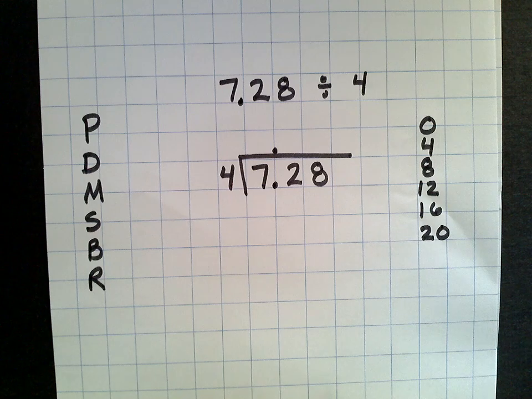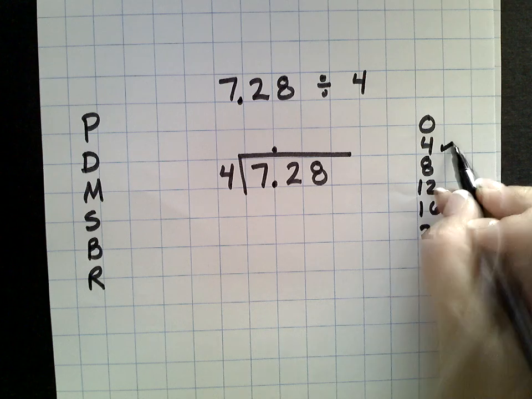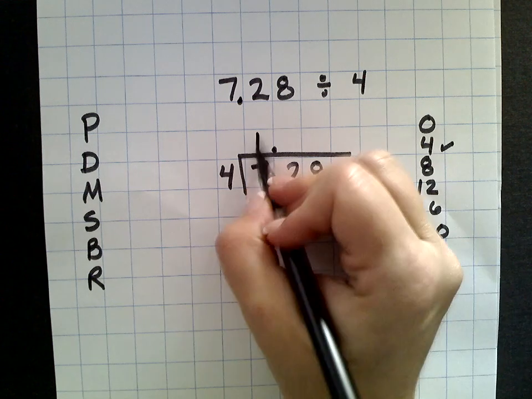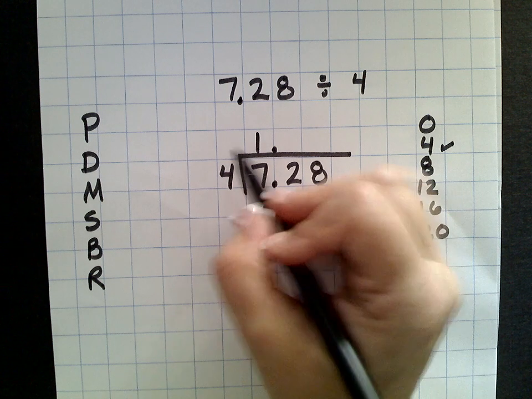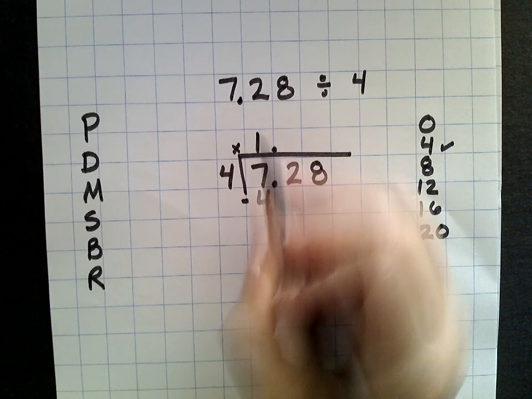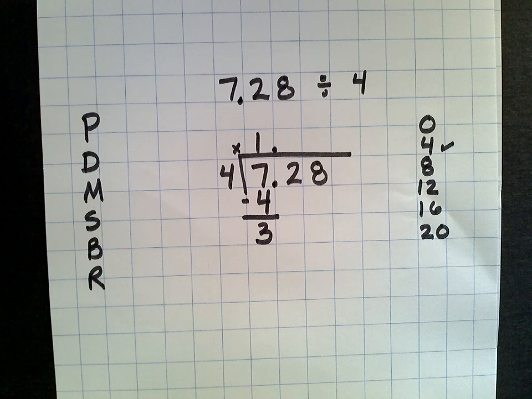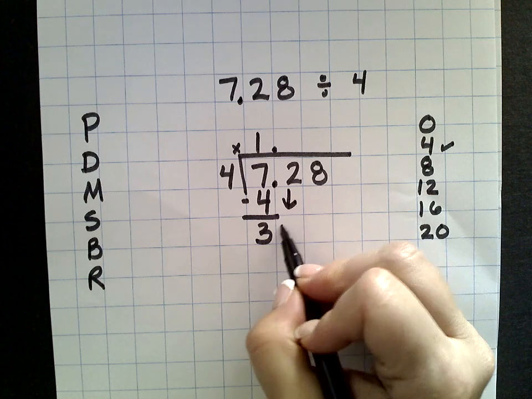So let's go ahead and start this division. So 4 goes into 7 how many times? That's too big right there, which is 4 times 1. That 1 goes above the 7. We're multiplying. 1 times 4 is 4. Put it underneath the 7 because that's what we're dealing with. Subtract. Now we're ready to bring down the 2.